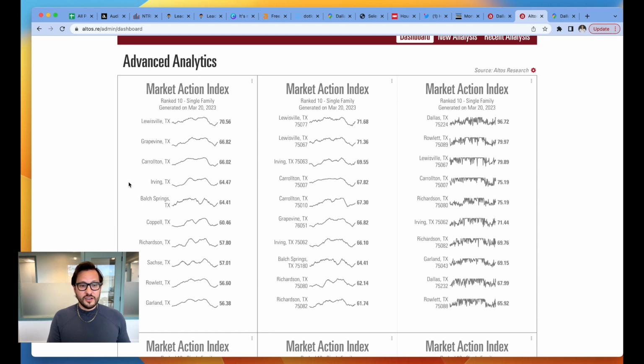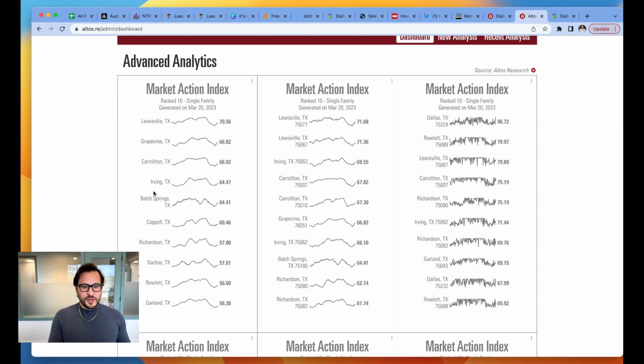So starting over here, Lewisville, Texas. This one for a long time has been the hottest seller's market. It is so difficult to get a house there. If you're a seller in here, you're still in the best spot of all of Dallas County. Coming up next is Grapevine. Grapevine, Lewisville, and Carrollton are pretty similar markets, as you can see reflected here. They're pretty desirable, not a ton of inventory.